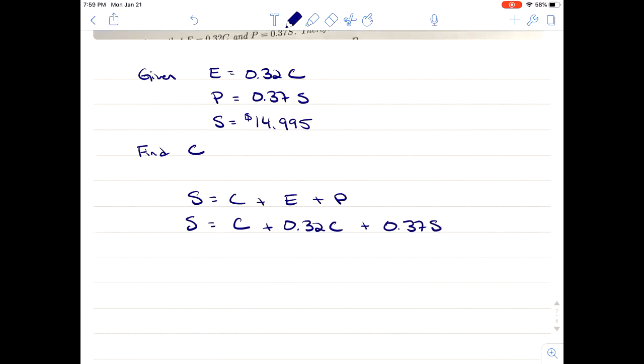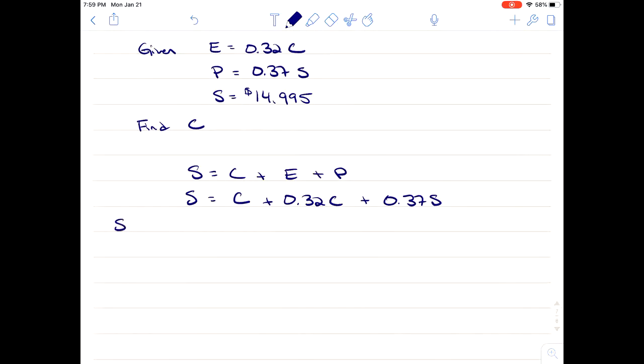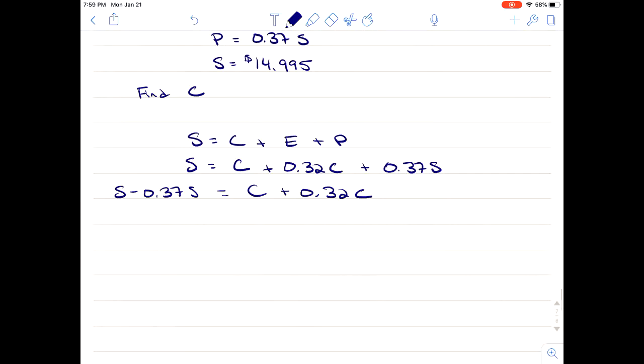So now I've got C's and S's. I know what S is though, but for now I'm just going to keep them as C's and S's, and then I can move stuff around. So I'm going to move S's to one side, C's to the other side. And so I have S minus 0.37 S is C plus 0.32 C. If I factor out the common S, I've got S times (1 minus 0.37) is C times (1 plus 0.32).